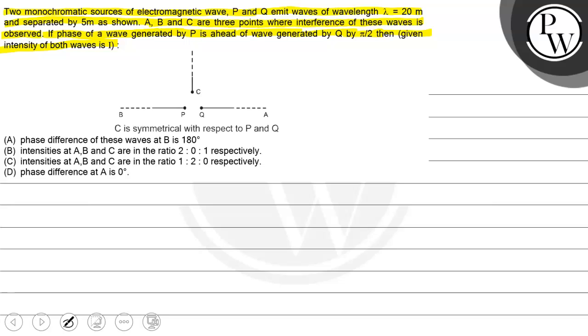First option is phase difference of these waves at B is 180 degree. Second option is intensities at A, B and C are in the ratio 2:0:1 respectively. Another option is intensities at A, B and C are in the ratio 1:2:0 respectively. Another option is phase difference at A is 0 degree. So we will solve this question.